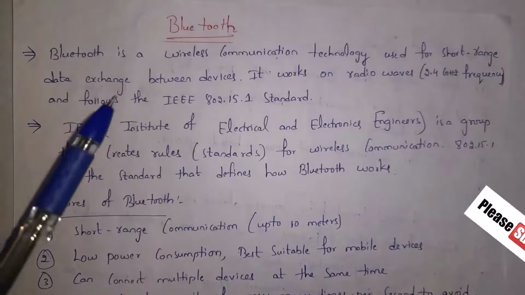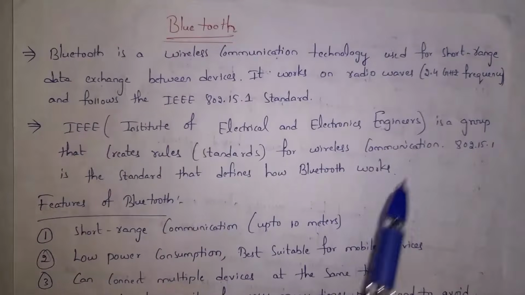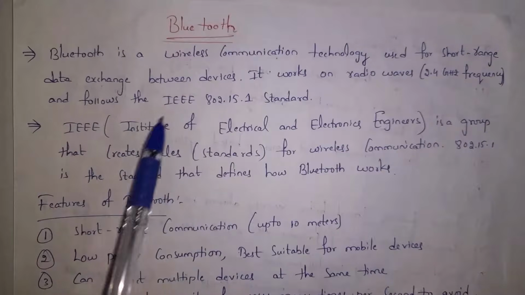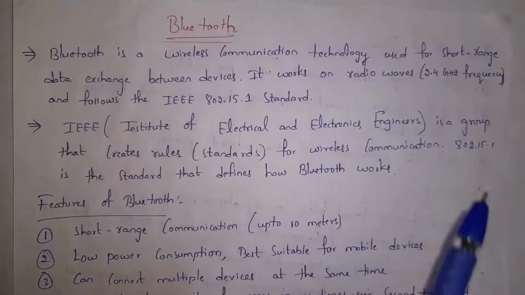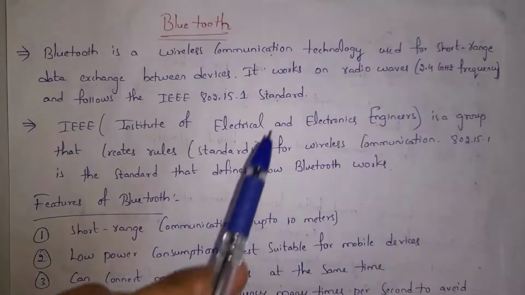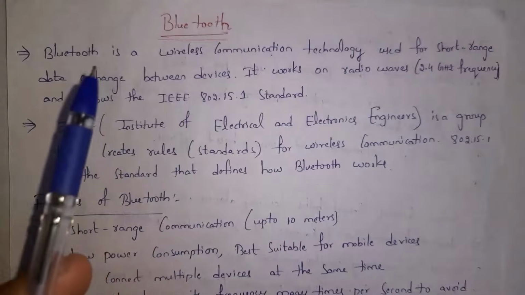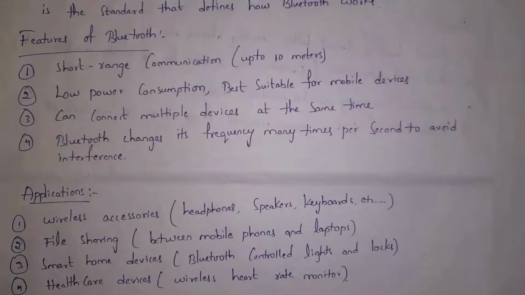Guys, Bluetooth follows a standard, that is the IEEE 802.15.1 standard, where IEEE stands for Institute of Electrical and Electronics Engineers. Guys, this is one of the institutes that creates rules. Rules are nothing but standards. As Bluetooth follows this rule, that is why wireless communication happens between devices. These are features of Bluetooth.